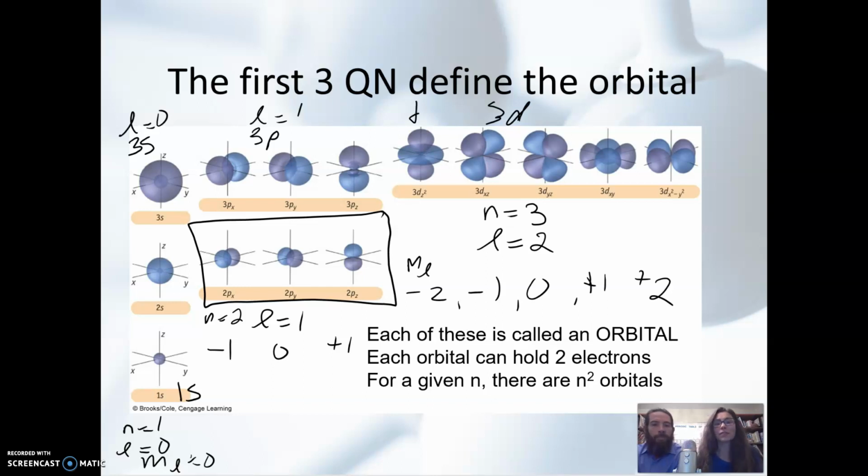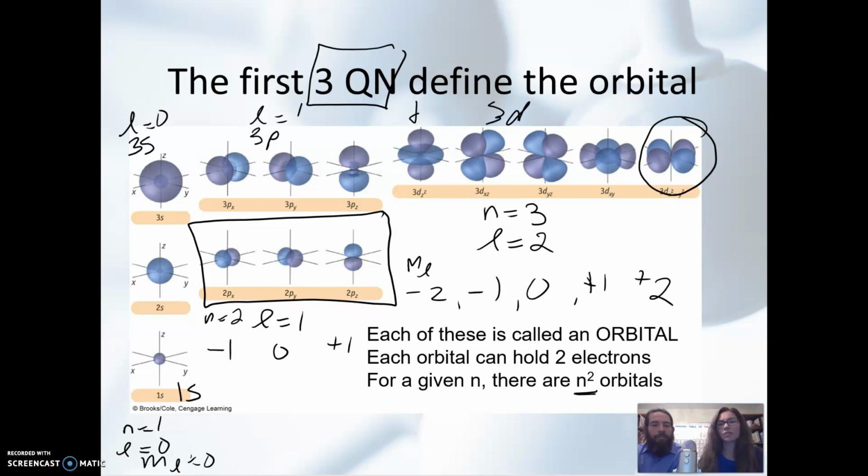So 3 different quantum numbers define the orbital. If you know the n, the l, and the m sub l, you've narrowed it down to one individual orbital. Each atom has many, many of these orbitals piled up on top and overlapping each other. But any one given orbital can hold 2 electrons. And for any given n, there are n squared of these orbitals.